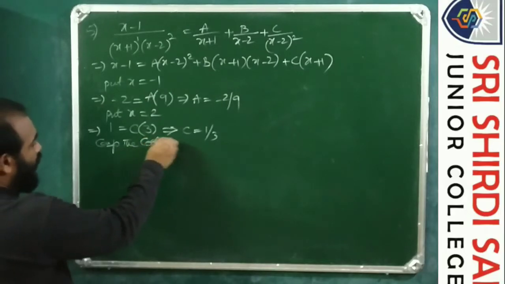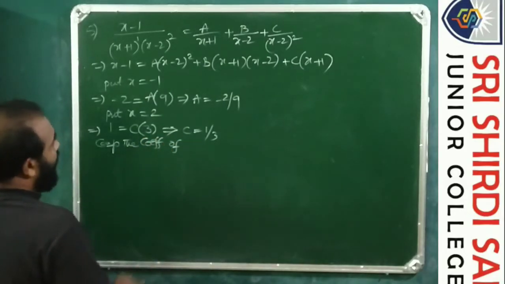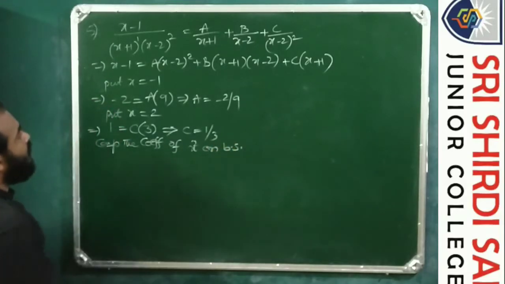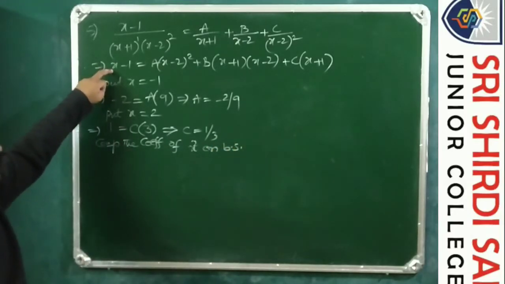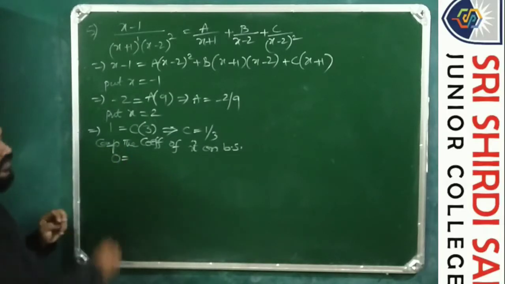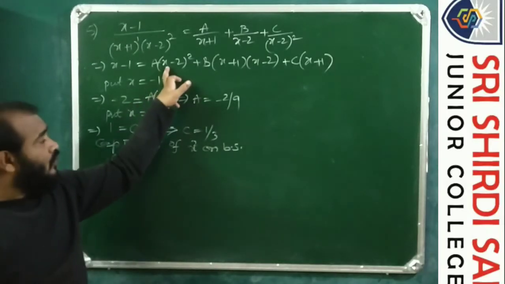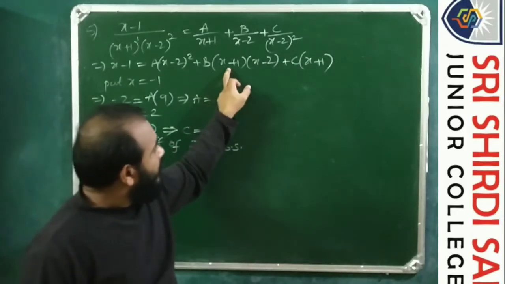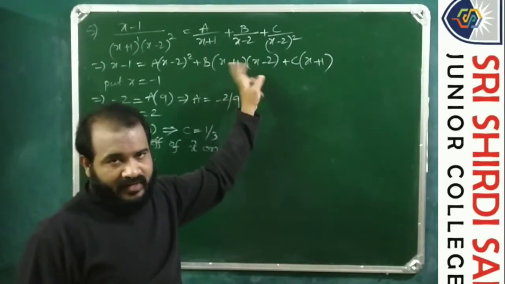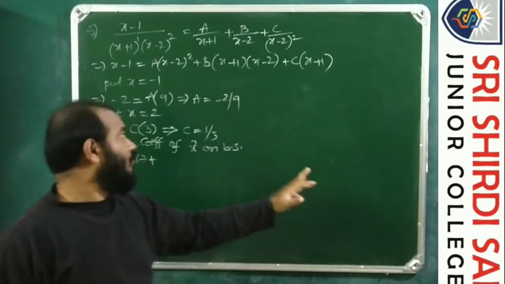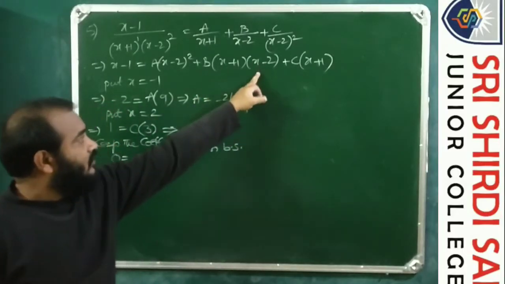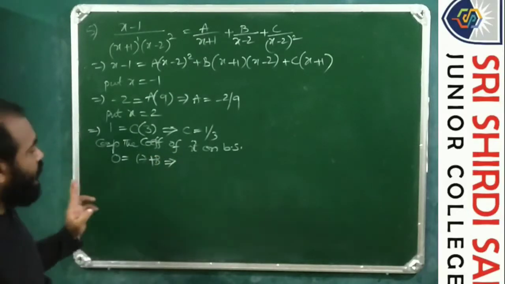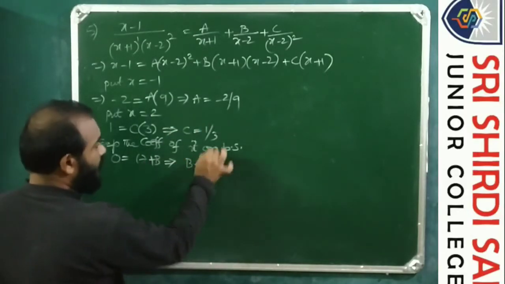Coefficient of x square on both sides. We don't have any x square term here, so its coefficient is 0. So the x square coefficient is a here, plus here x square we are getting, and the remaining terms will be x and a constant. So x into x square coefficient is plus b. So a plus b equals 0. From this b is equal to 2 by 9.